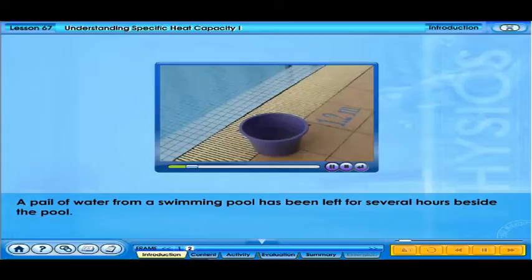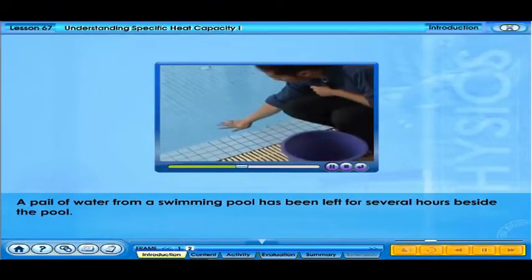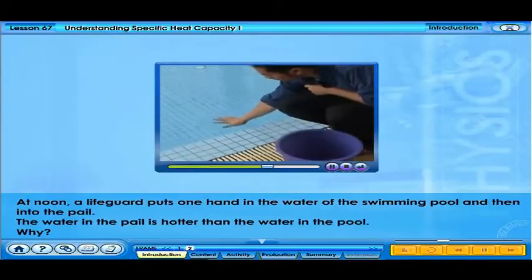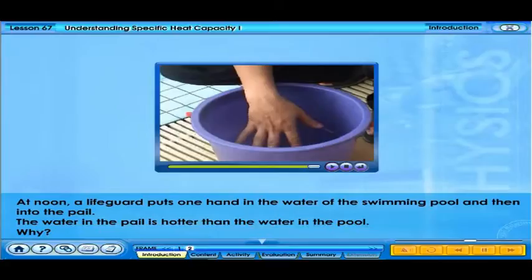A pail of water from a swimming pool has been left for several hours beside the pool. At noon, a lifeguard puts one hand in the water of the swimming pool and then into the pail. The water in the pail is hotter than the water in the pool. Why?